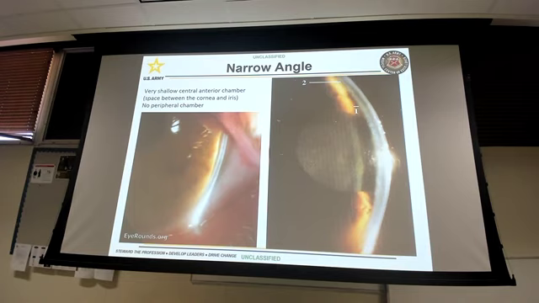So we're looking at the space in between the cornea, which is this white band right here, and this bright light, which is the illumination on the iris. You want that space to be at least half of the width of the cornea. And that is an open angle. If it's less than half of it, it's considered a narrow angle.